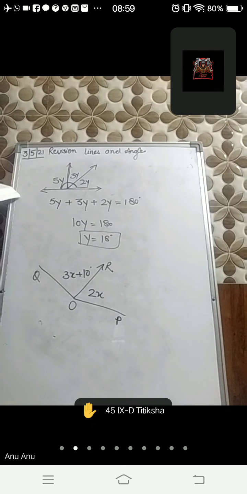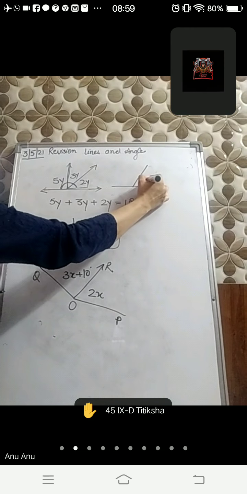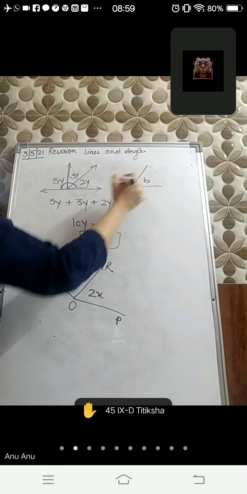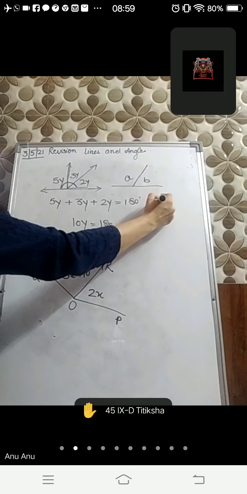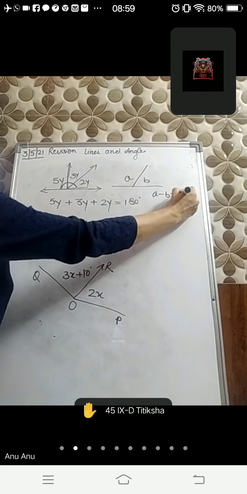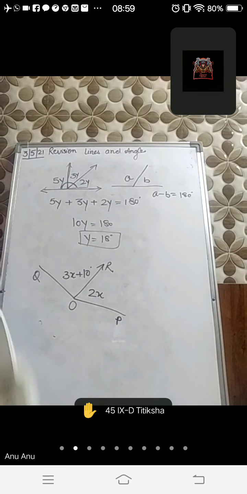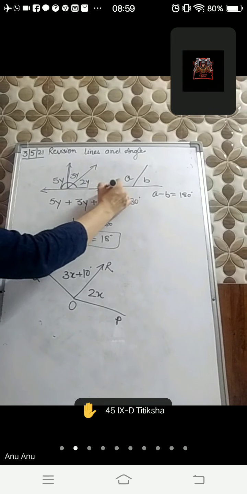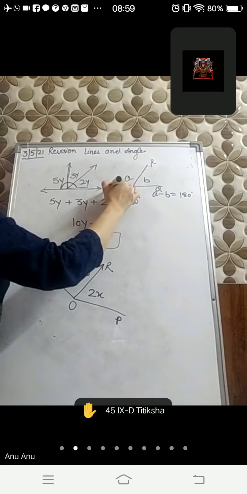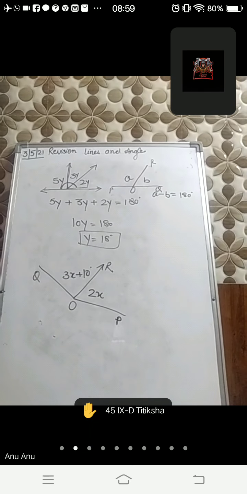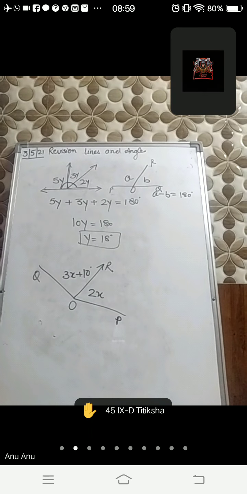Okay, now solve this question. Next question. You are given a straight line. This is your angle A. This is B. These two angles are forming a linear pair. A minus B is equal to 180, that is given. Find the value of A and B. This POQ is a straight line.